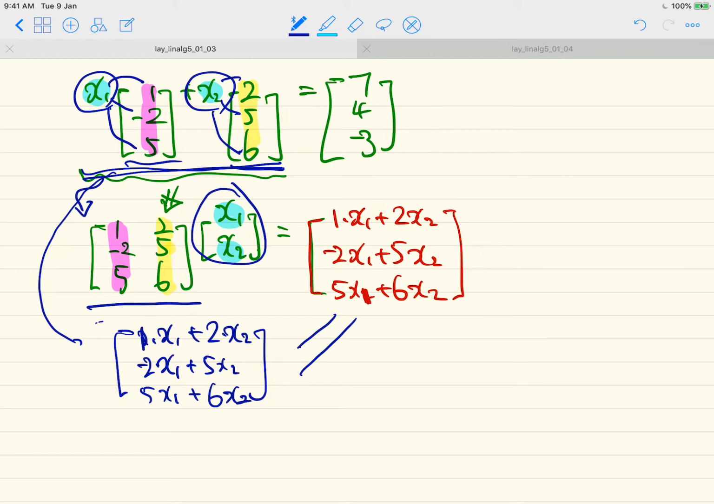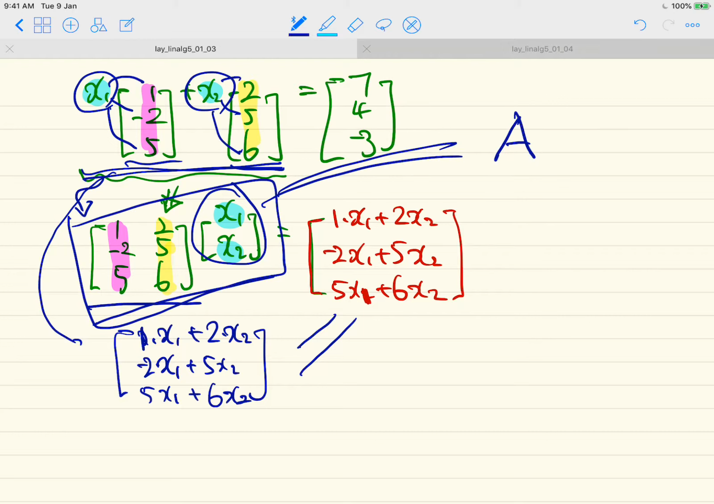This part we can write as A times x, where x is a vector that is the collection of all the linear combination coefficients, or basically the column vector containing all the variables that we have. So this part is A, and this part is our x. This is called a matrix equation, where we have this form: A times x is equal to b.